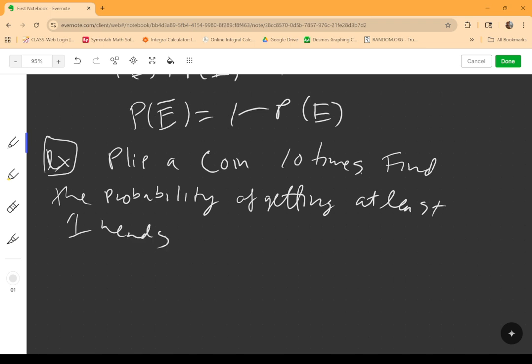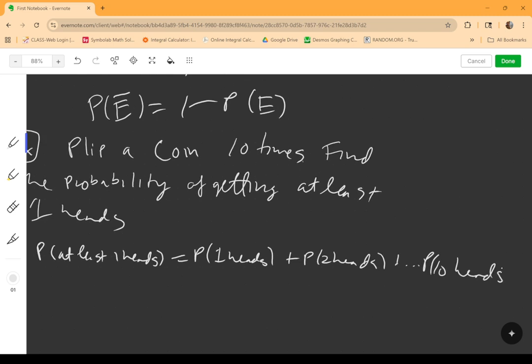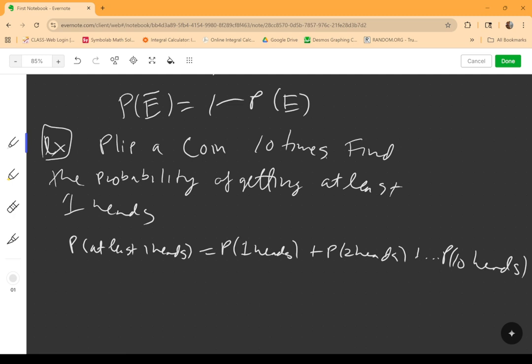Now, if I wanted to do that directly, we would have to calculate the probability that one of them is a heads, two of them, three of them, etc. So we can think of the probability of at least one heads as the probability of one heads plus the probability of two heads, etc., all the way to what if they were all heads, 10 heads. We would have to calculate each one of these individually.